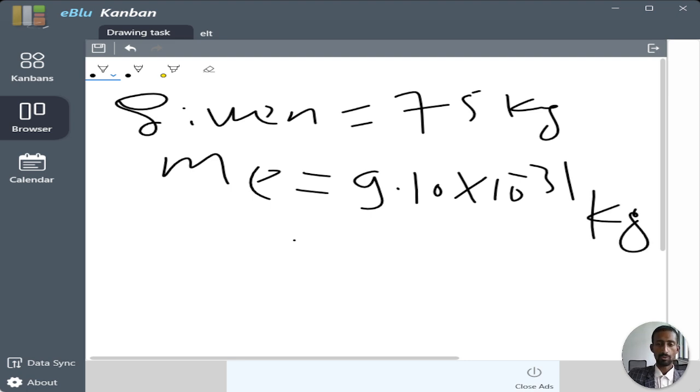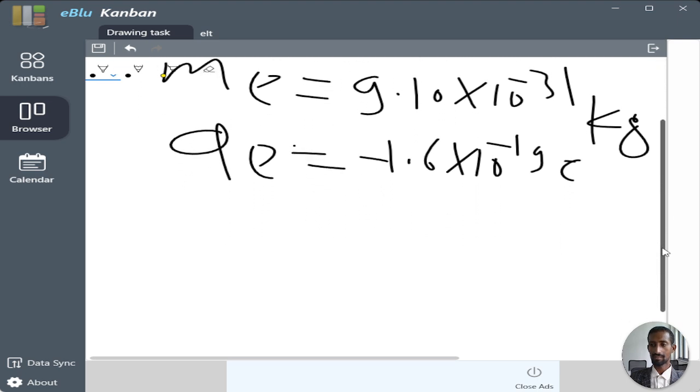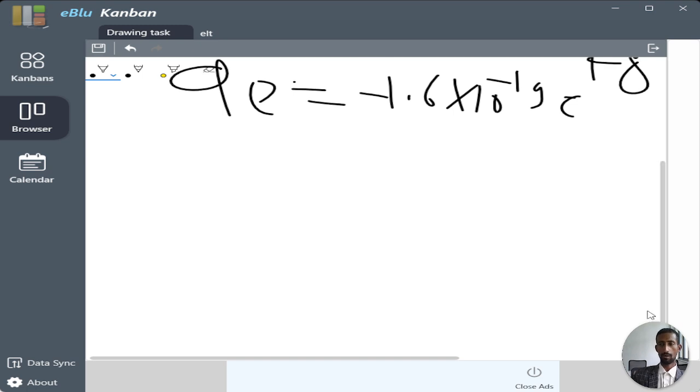So we are asked to calculate the charge of this 75 kilograms. And the other thing is, what is the charge of a single electron? The charge Q of a single electron is minus 1.6 times 10 to the power of minus 19 coulomb. So our target is to calculate the charge of 75 kilograms of electrons. First of all, let's calculate the number of electrons in this 75 kilograms.